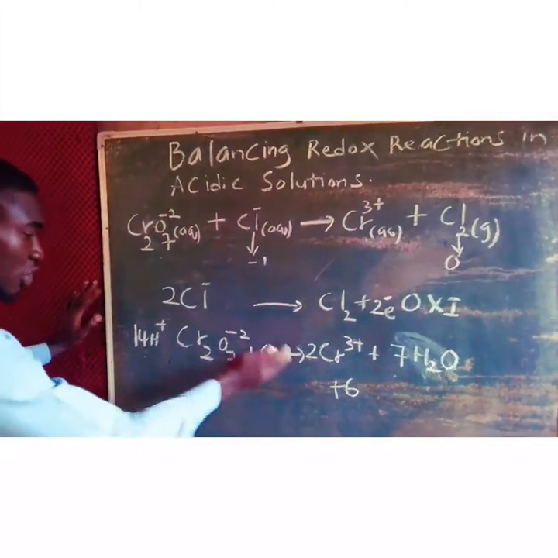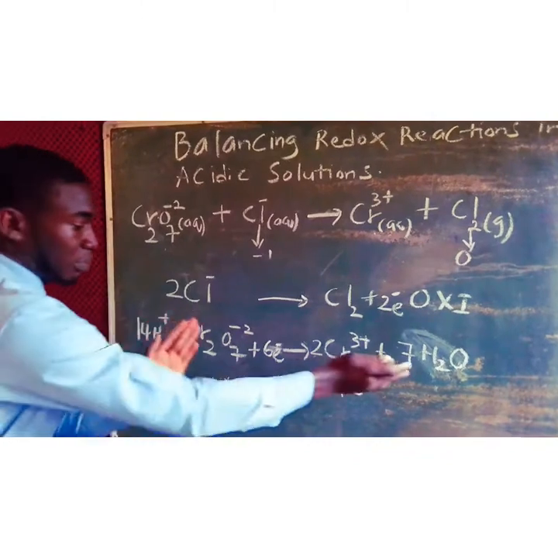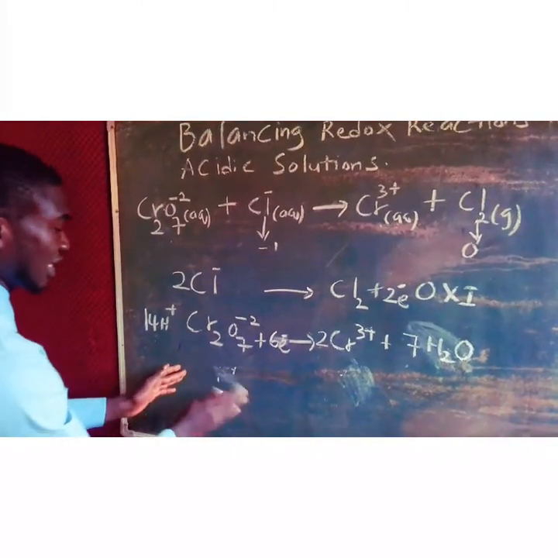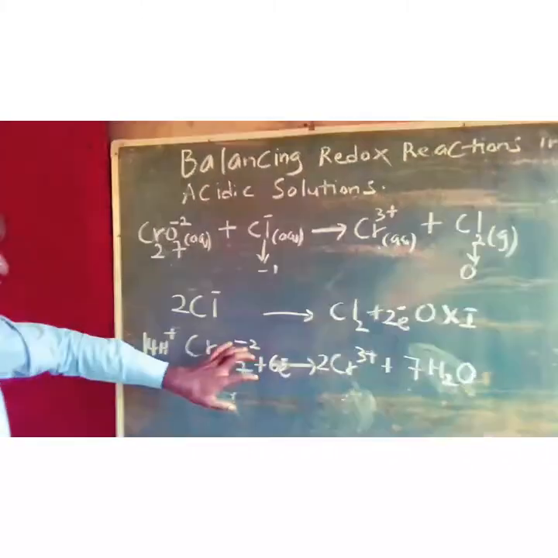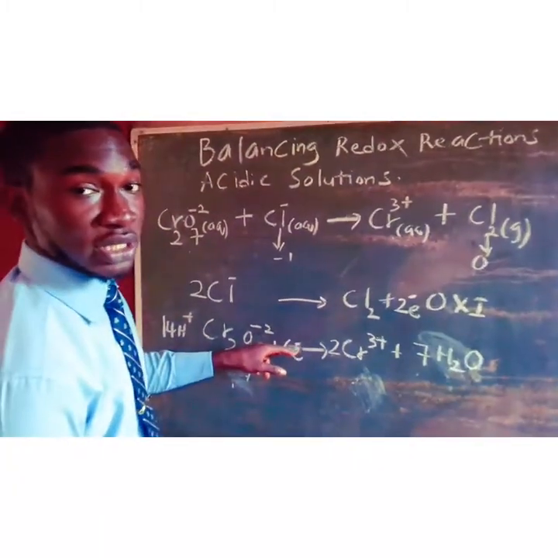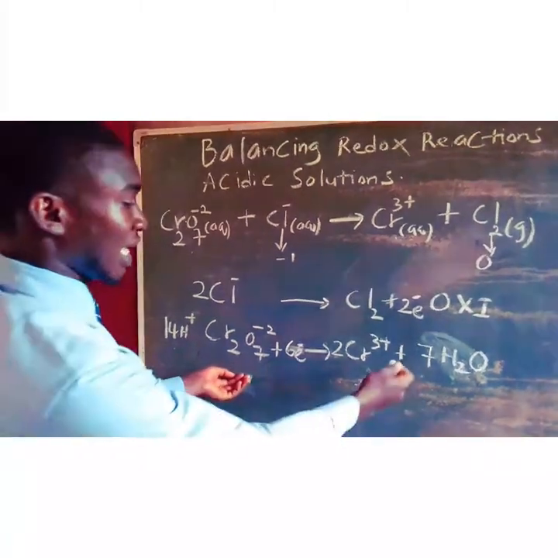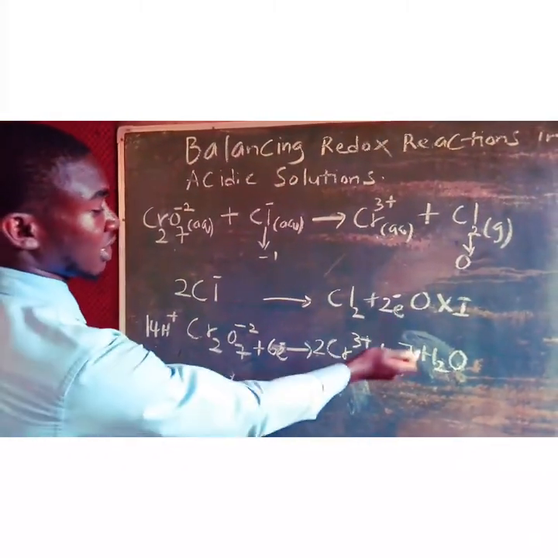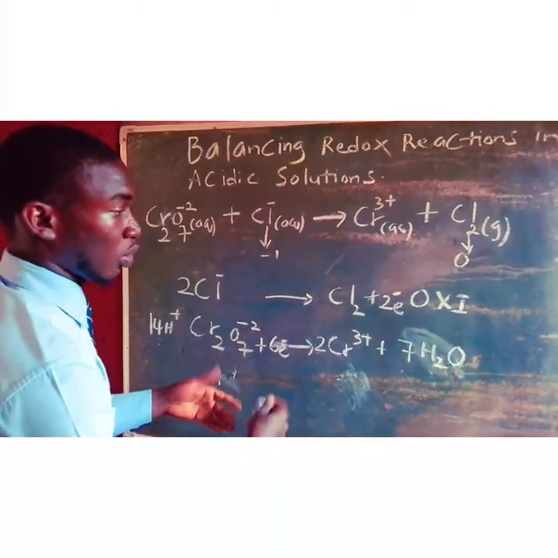So the two of them are now plus 6 and plus 6. We can actually calculate that. 14 here minus 2 gives us plus 12, and then you add 6 electrons to it, which is equal to 6. And the entire charge here is as well 6.